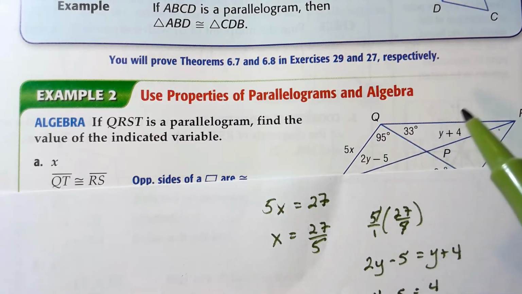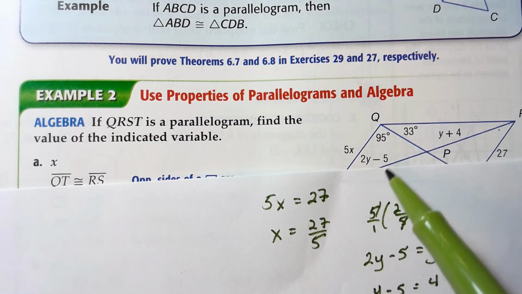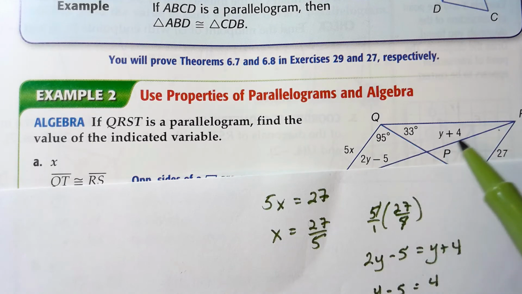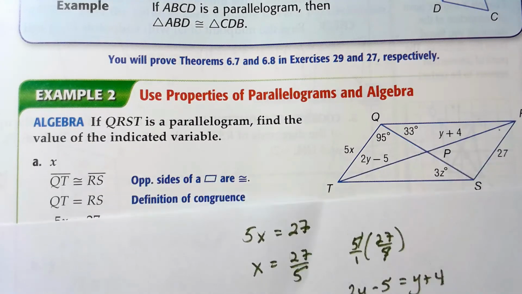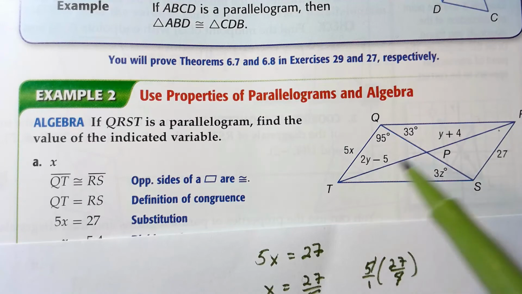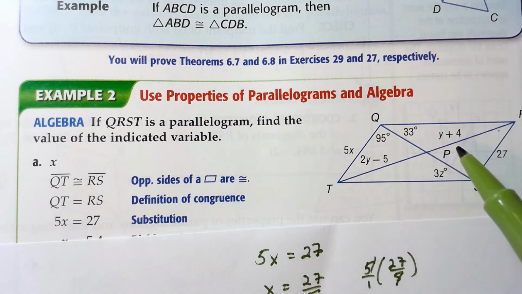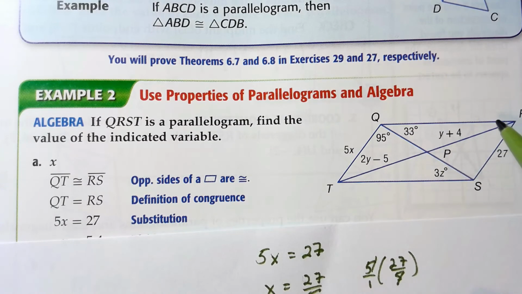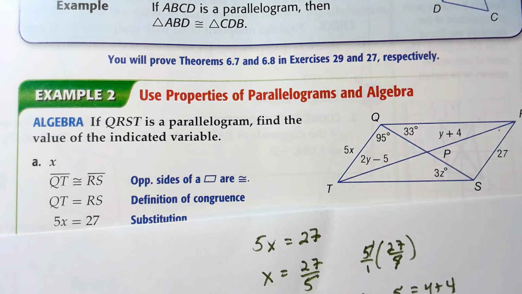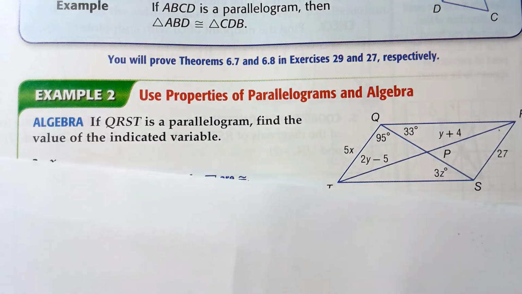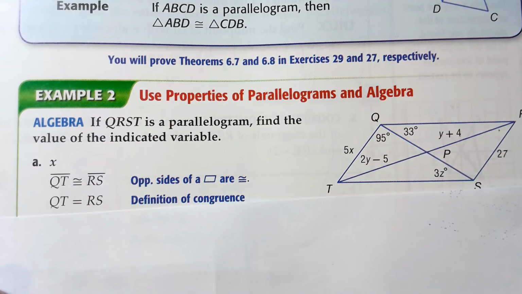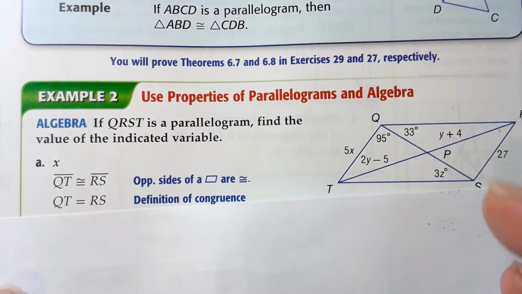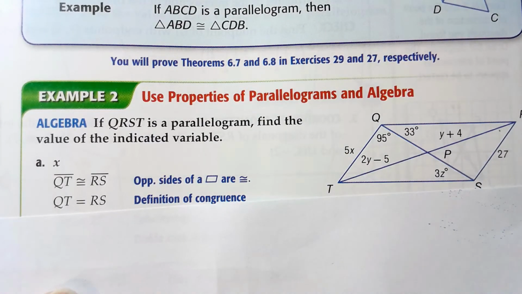Now if I plug the 9 in here, I get 18 minus 5 is 13, and 9 plus 4 is 13. So this piece of the diagonal is 13 and that piece is 13. If I needed to find the whole diagonal, I'd just do 13 plus 13, which is 26. Now I'm asked to find z. Well, z is an angle because it's in degrees, and I know that opposite angles are congruent.